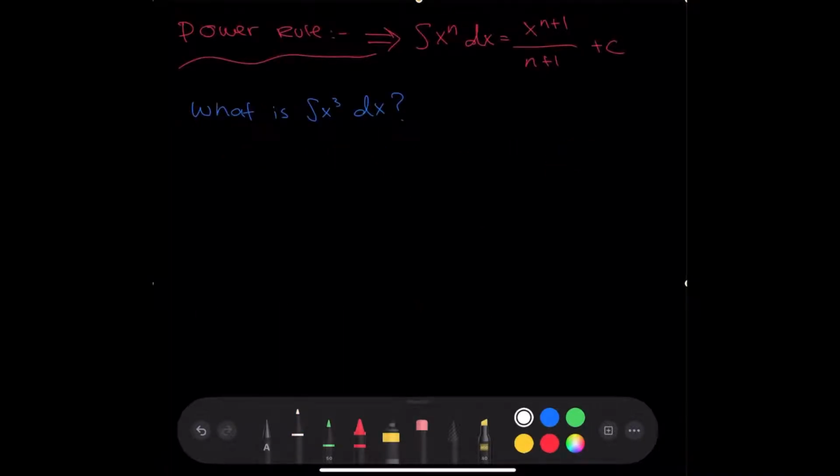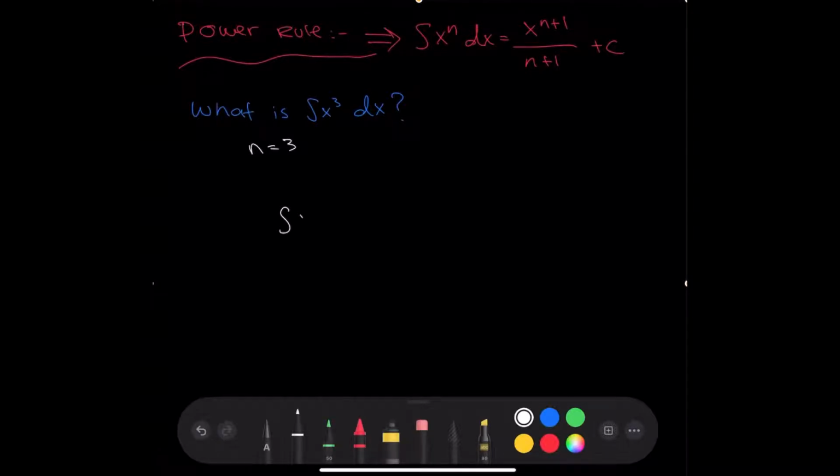Now let's talk about the power rule. We know from the table that the power rule is the integral of x powered by n is equal to x powered by n plus 1 over n plus 1 plus c. Okay, so now that we know the rule, we can move on. So the question is, what is the integral of x powered by 3? In our case, n is equal to 3. So let's just write this down.